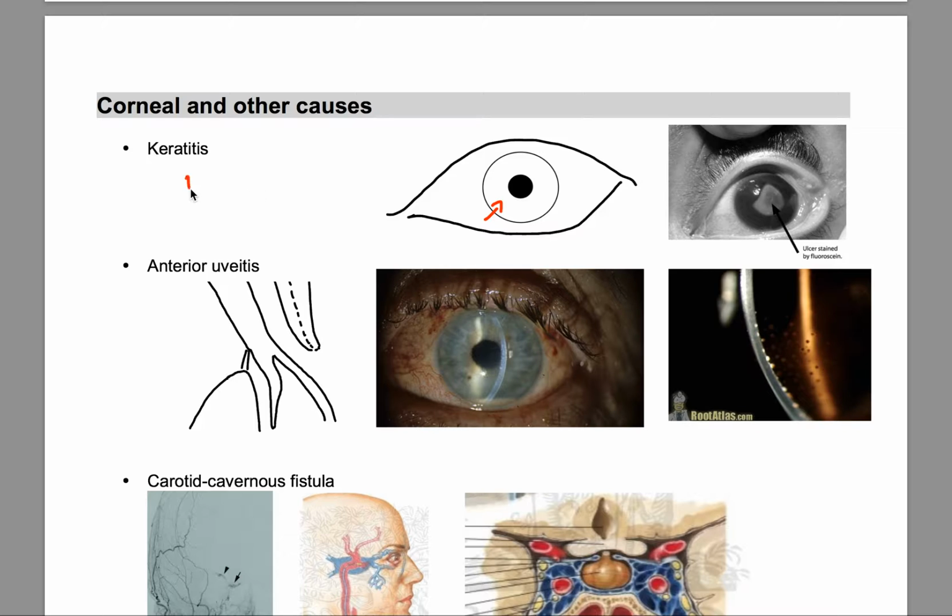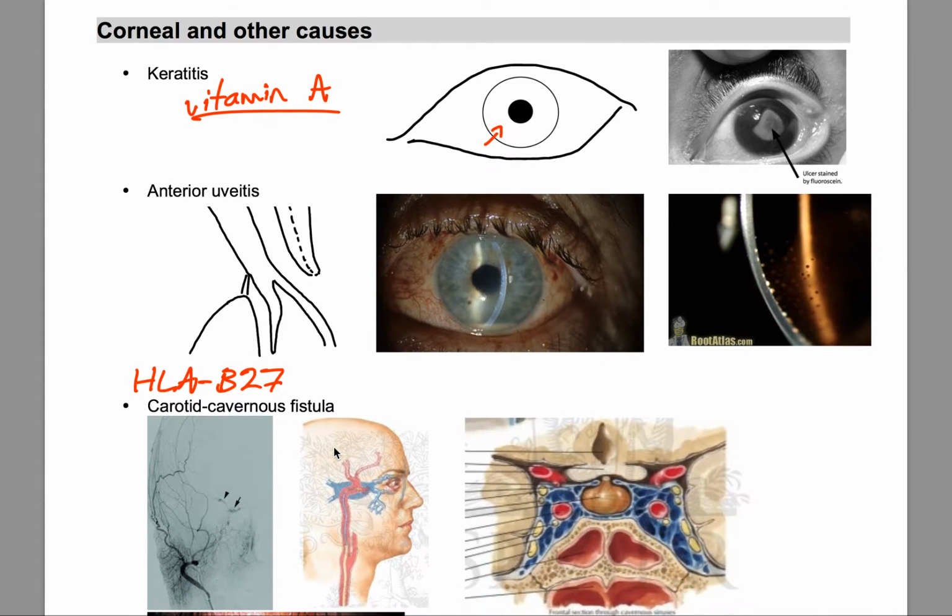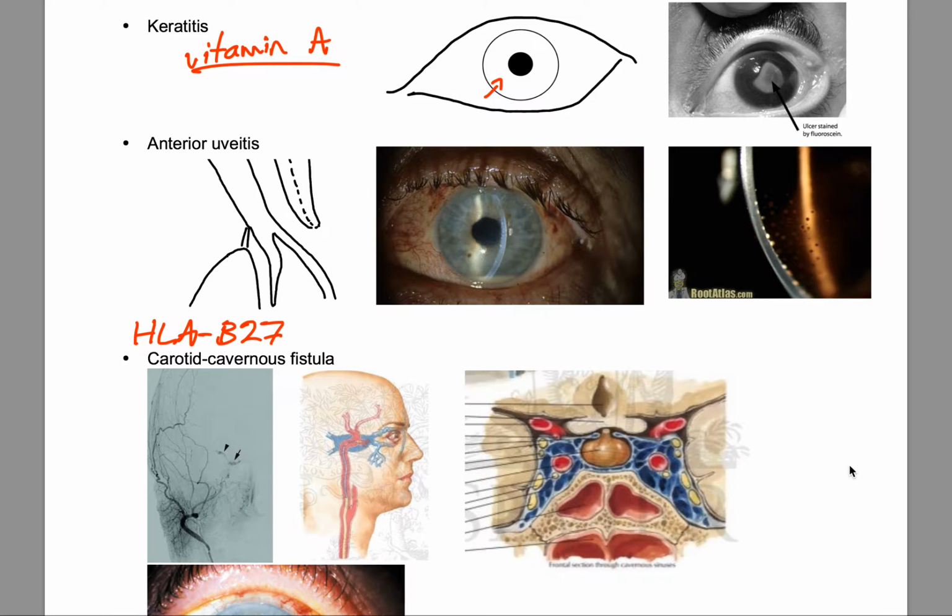It can lead to ulcers, and should you see any patient with measles, you should start them on oral vitamin A. That has been shown to improve morbidity and mortality, and specifically to improve visual outcomes. Anterior uveitis is, of course, associated with HLA-B27 problems and associated with other inflammatory conditions.